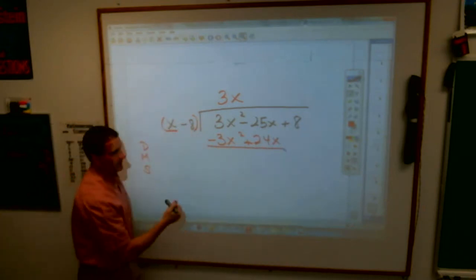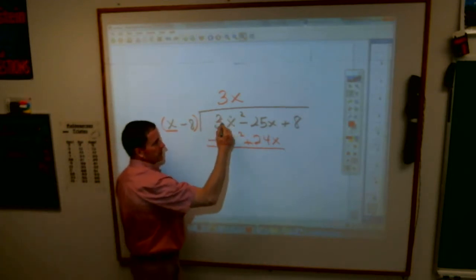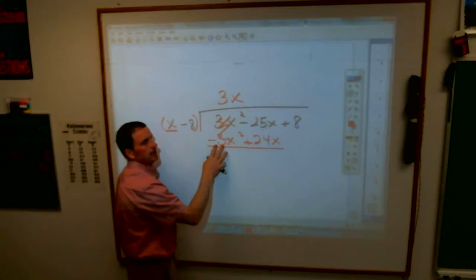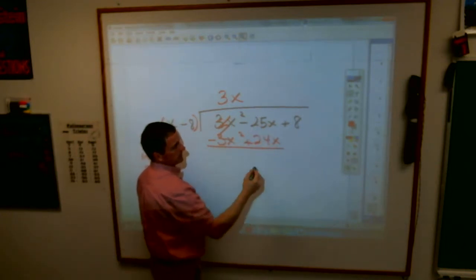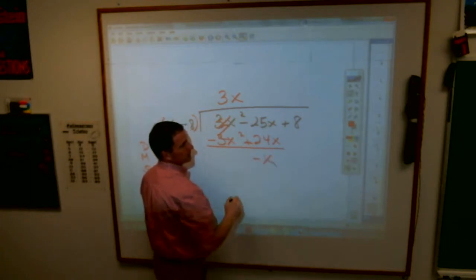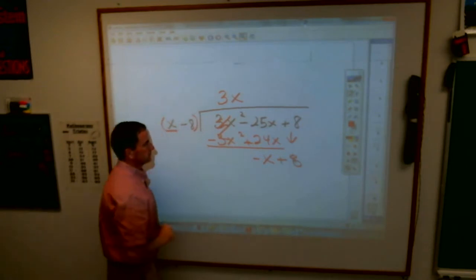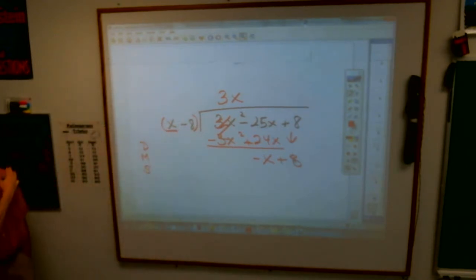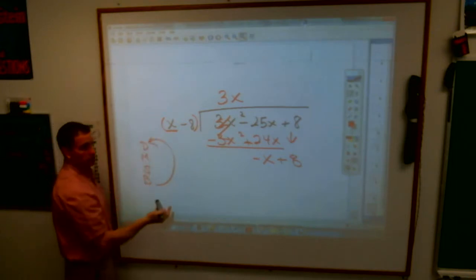So you do your subtracting, and what needs to happen is, these were opposites, so they cross off when you subtract, there's nothing left there. Here, you end up with negative 25x plus 24x gives you a minus x, and then you bring down plus 8. Now the whole thing starts all over again. I did my bringing down, I go back to the top, and you start with this.